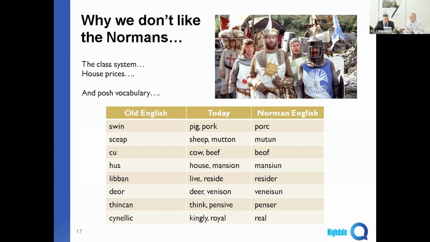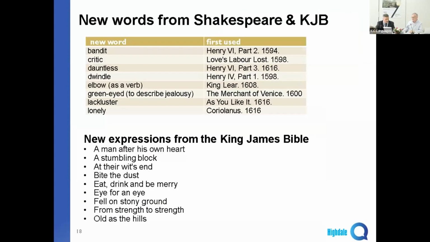And it's still today, the difference between to live in a house and reside in a house is a status thing between the Anglo-Saxon word and the Norman French word. So that's an interesting story that you can tell or get students to retell with themselves as well.